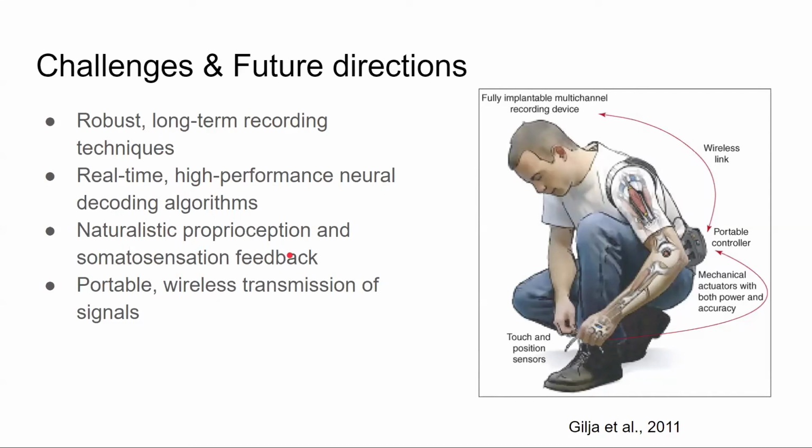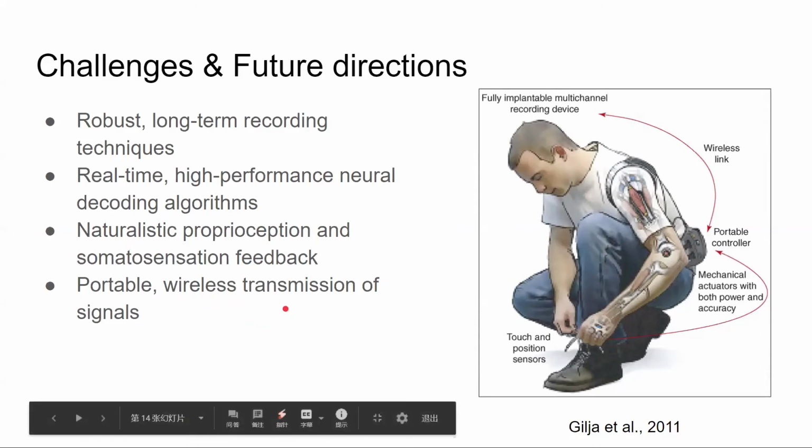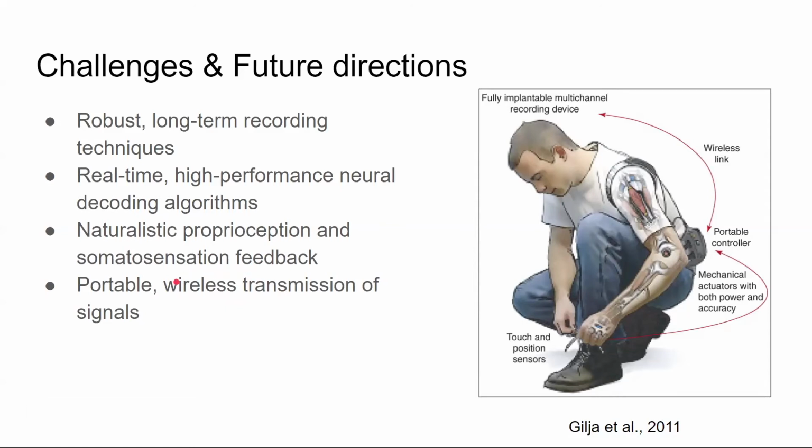It will allow more efficient training and make the subject feel like the artificial limb is part of his or her body. And what we talked about are mostly just prototypes in the labs, but in order to be used in clinical applications, they should be portable and should be able to wirelessly transmit neural signals to the robotic arms. So that's all for the review parts.